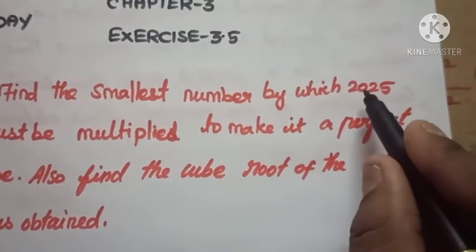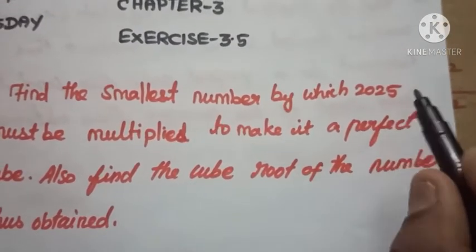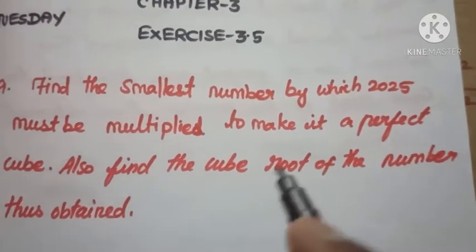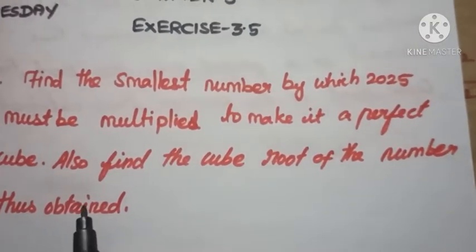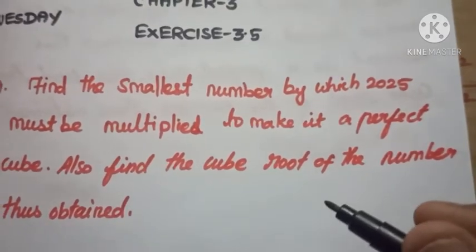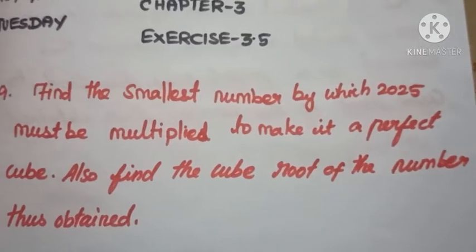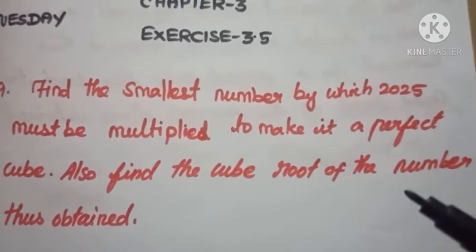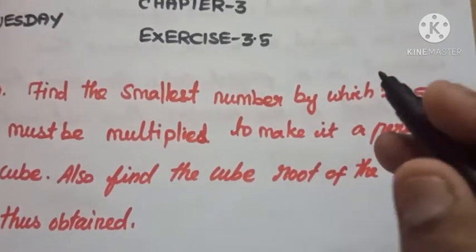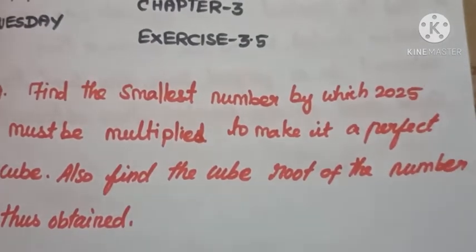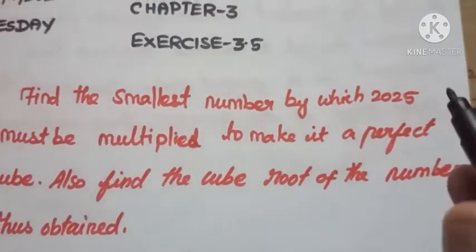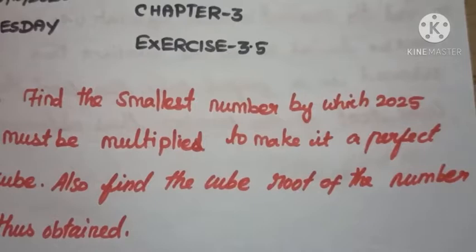If the given number is 2025, once you multiply it with another number, you get a new number. That is the number that is obtained. We need to find the cube root of the new number also. So before we find the new number, first we need to take the prime factorization of 2025. First we need to know whether this is a perfect cube or not.